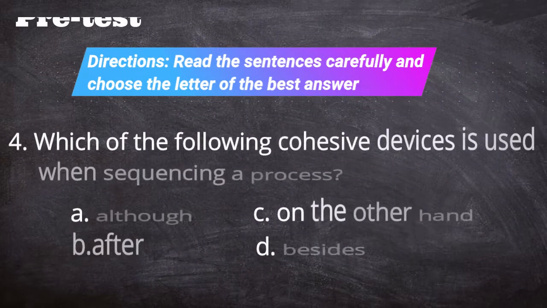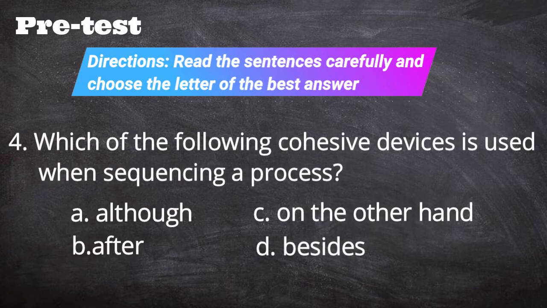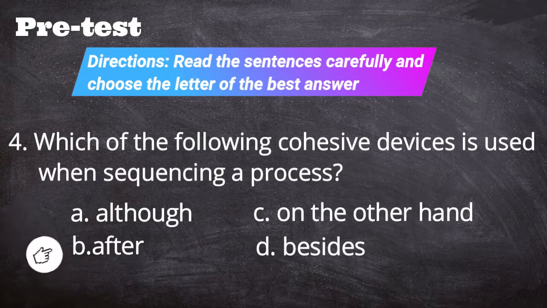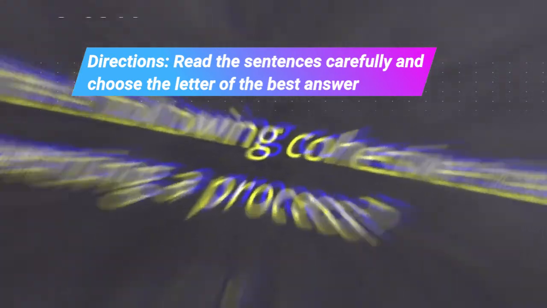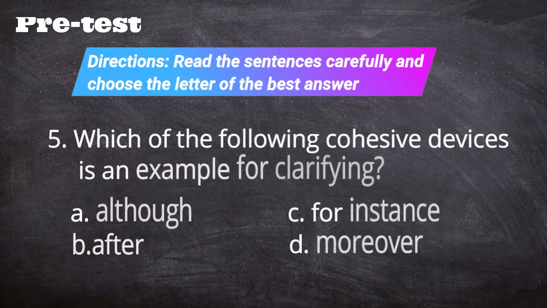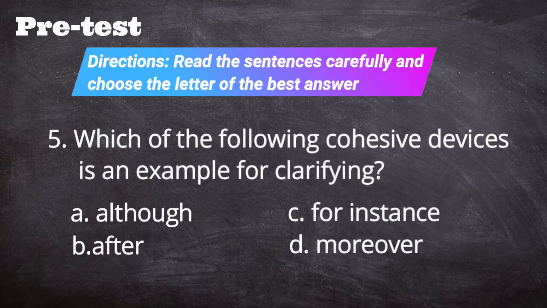Now let's proceed with question number 4. Which of the following cohesive device is used when sequencing a process? When we are sequencing processes, ano ang ginagamit? A. Although, B. After, C. On the other hand, D. Besides. The correct answer is B. After.